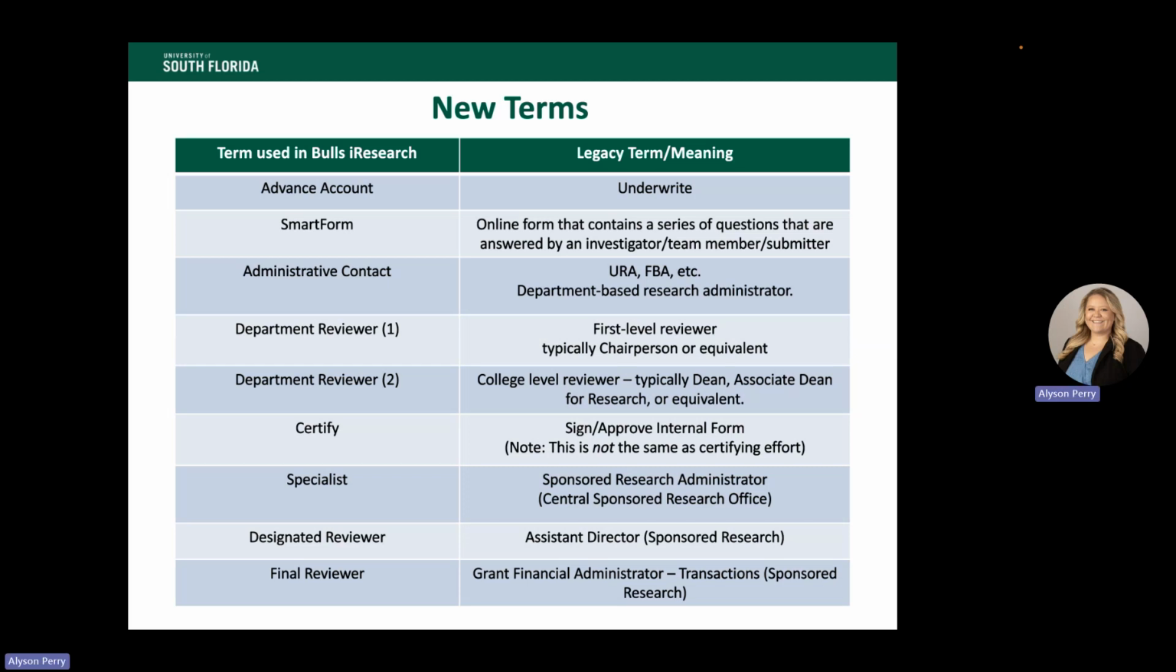Now, certifying is new to us. This is basically just signing or approving the new internal form. This is not the same as certifying effort. So when a PI moves into Bullseye Research to certify, they will be signing off on all of those rules and regulations related to research. The specialists are the sponsored research administrators, also known as SRAs, located in our sponsored research office. The designated reviewer is an assistant director of sponsored research. And the final award reviewers are grant financial administrators, also known as GFAs, located in our sponsored research office.